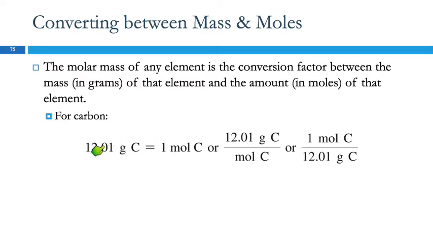1 mole of carbon weighs 12.01 grams. Get that off the periodic table. That's the average mass. And so that can be a conversion factor with grams on the top or grams on the bottom. We don't really need to think about it because we're going to let the units tell us what to do.